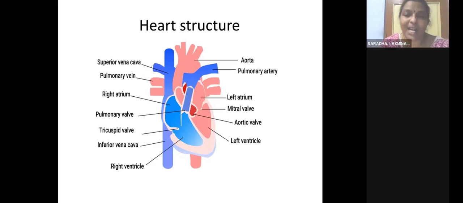So a 4-chambered heart, the upper chambers are called atria, the lower chambers are called the ventricles, and the right side is meant for deoxygenated blood, and the left side is meant for oxygenated blood. And then you can explain about the blood flow and also the blood vessels that are present here.